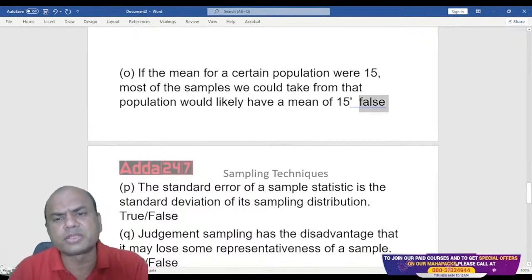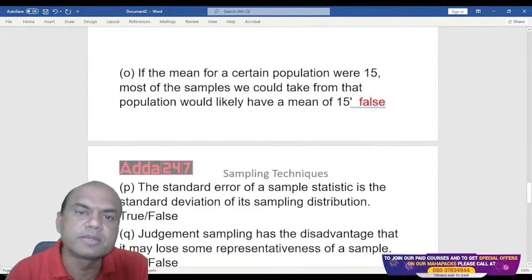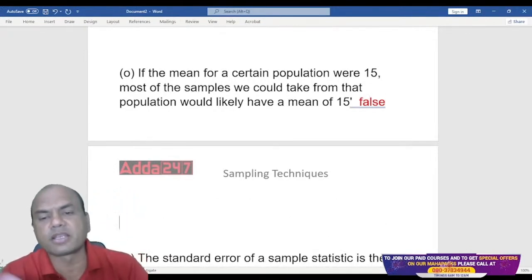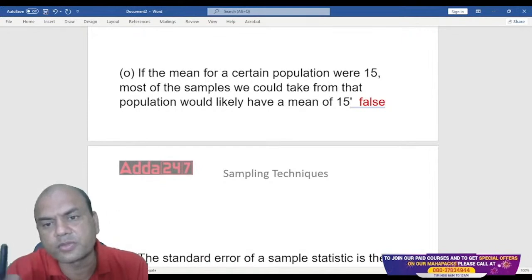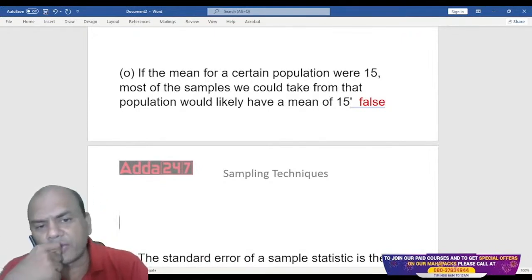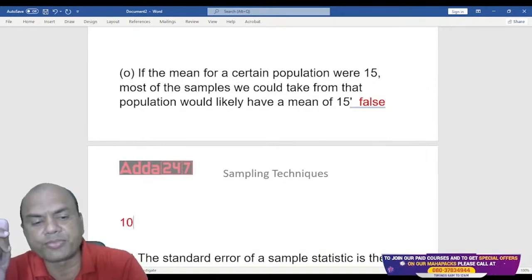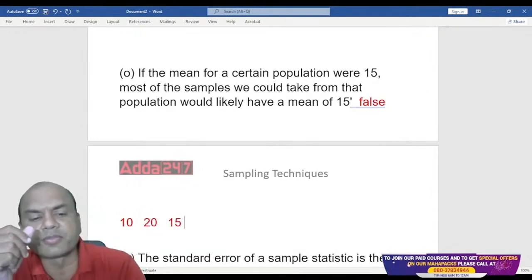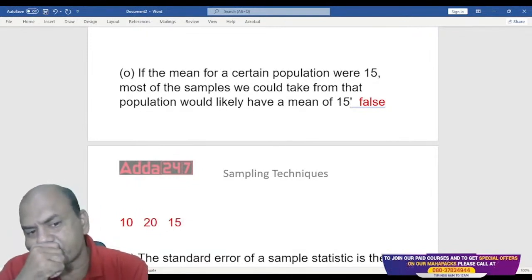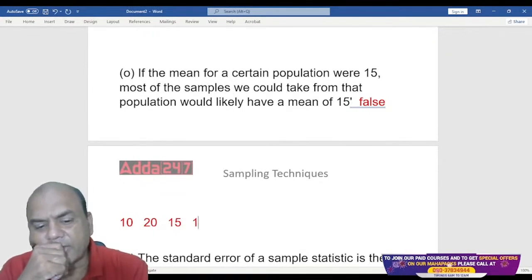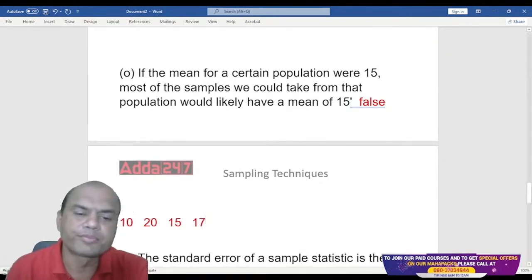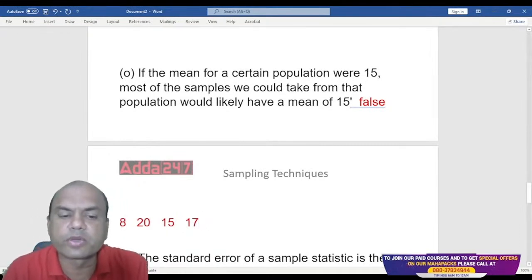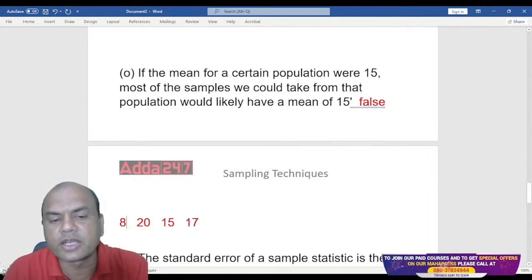Why? Because it's not compulsory that the mean of the sample should be 15 only. I'll give you an example. Suppose I'm having the samples here. I took 4 surveys, let's say 4 corners of the city, and I got the averages: one was 10, second one was 20, third one was 15, and fourth one was, let's say, 17, and this I'll make it 8. Suppose I got these 4 salaries: 8,000, 20,000, 15,000 and 17,000.